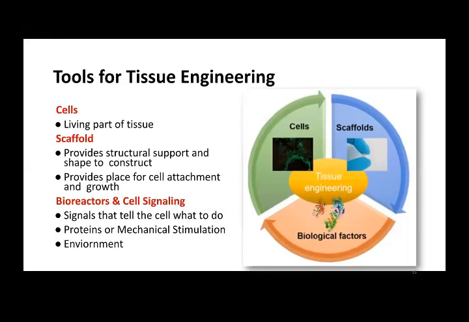Now, tools that are required for tissue engineering. क्या क्या? Obviously cells, that is the necessity, absolute necessity, which is a living part of the tissue. Then what we need is scaffolds. These provide structural support and shape to the construct, and provide a place for cell attachment and growth. And along with that, we need bioreactors and cell signaling. These are signals that tell the cell what to do and enhance this routine and mechanical stimulation, and provide a basic environment in which it can do so. So we have the cells, scaffolds, and then biological factors that are the main components of the tools for tissue engineering.